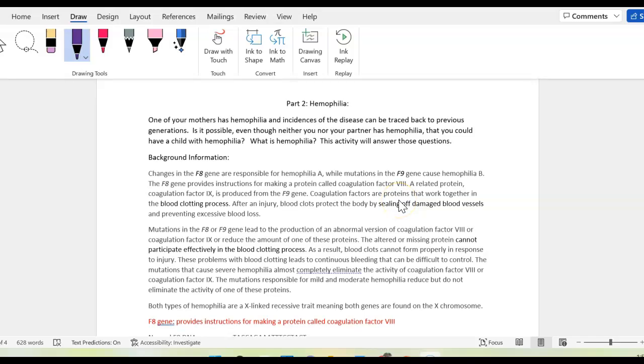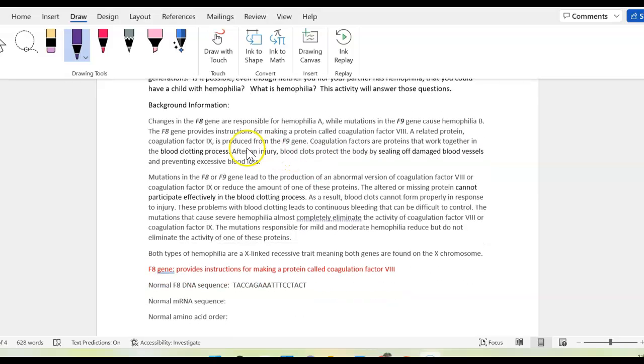We discussed earlier when we started this unit the idea that you're thinking about wanting to start to have a family, but one of your mothers has hemophilia, and the incidence of the disease can be traced back through different generations. So is it possible that your unborn child could have hemophilia? So what is hemophilia? Hemophilia is a change in either one of 2 genes or both of them. So there are 2 genes involved in hemophilia. If you have a mutation in the F8 gene, that's called hemophilia A. A mutation in the F9 gene is called hemophilia B.